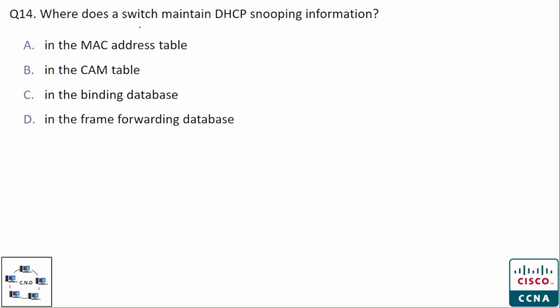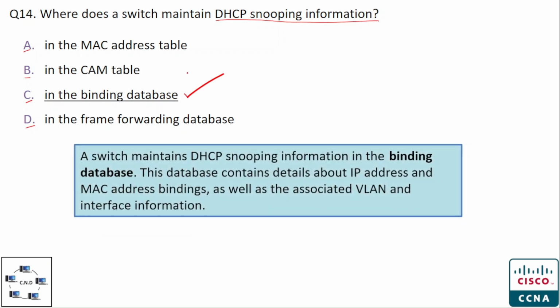Question number 14. Where does a switch maintain DHCP snooping information? The options are option A, in the MAC address table. Option B, in the CAM table. Option C, in the binding database. And option D, in the frame forwarding database. And the correct option is option C, in the binding database. A switch maintains DHCP snooping information in the binding database. This database contains details about IP address and MAC address bindings, as well as the associated VLAN and interface information.